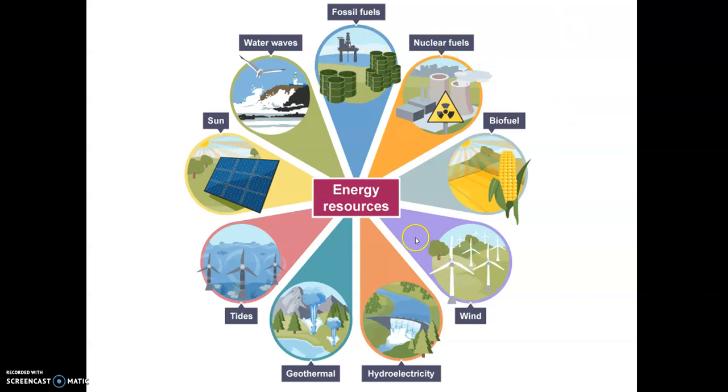Then we've got wind, so we transfer kinetic energy in the wind. We drive a turbine inside the wind generator, which is connected to a generator. That generator transfers that kinetic energy into electrical energy. We've got hydroelectricity, where we've got some kind of dam, and we have water stored at a high level. It's got lots of gravitational potential energy. It's allowed to flow through some tubes, which transfers it to kinetic energy. That kinetic energy drives a turbine, which generates electricity.